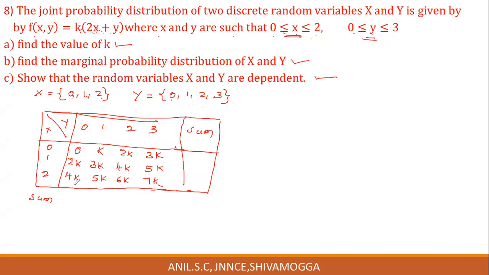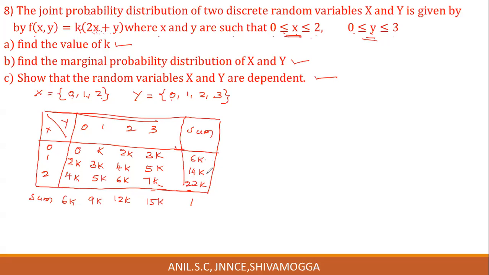Zero plus 2k plus 4k is 6k, and here 9k, here 12k, and here 15k. And horizontally here 0 plus k plus 2k plus 3k is 6k, 14k, 22k. Since this is a discrete joint probability distribution, this vertical sum must be 1 and this horizontal sum must be 1.